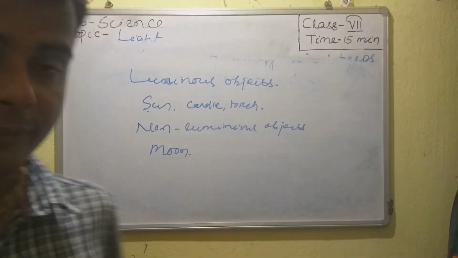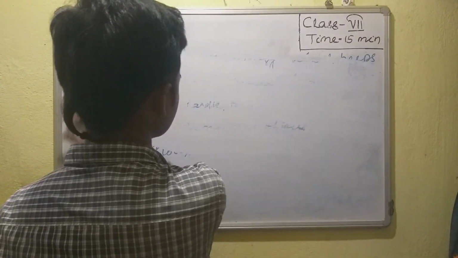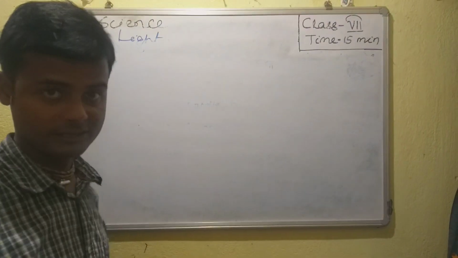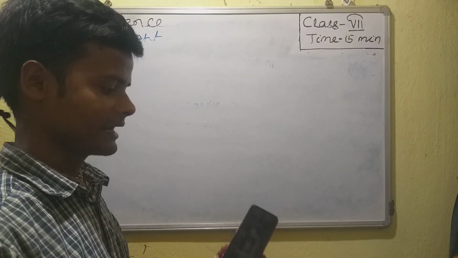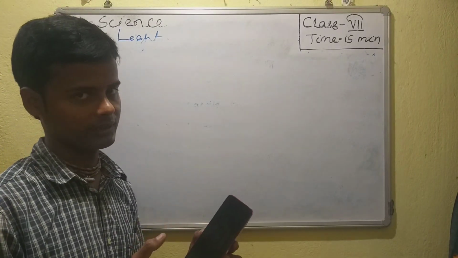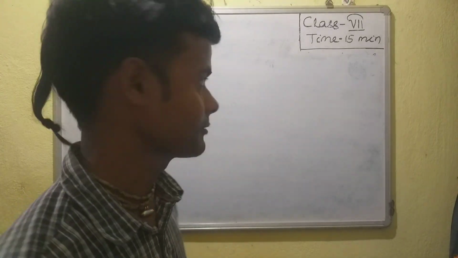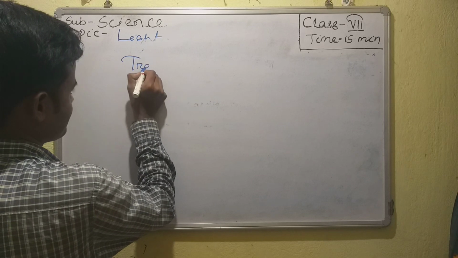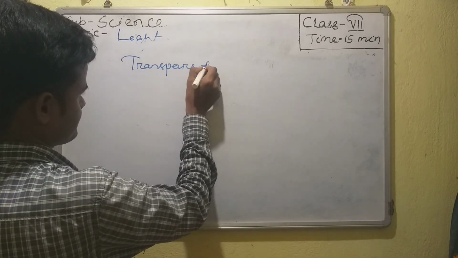But light cannot pass through every object. According to that, there are three types of objects: transparent, translucent, and opaque. If I say light can pass through this duster, no, it cannot. Light can pass through wood, no, it cannot be transferred. So according to that, there are three types of objects. One is transparent.